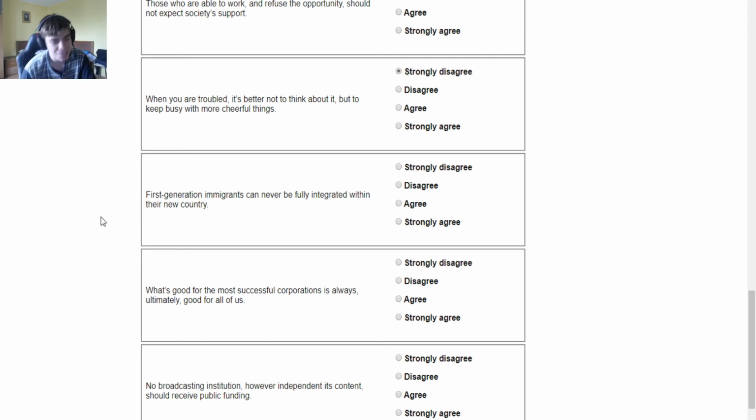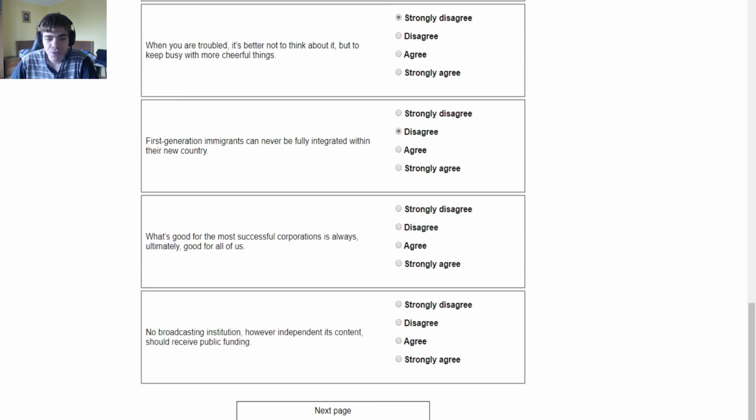That's a spicy one. It doesn't say anything about second generation or third generation. Obviously, they can be integrated, but for the first generation it is a little bit more difficult. But I still think they can by the end of their life, I would say. So maybe just a slight disagree. What's good for the most successful corporation is always ultimately good for us. No, no broadcasting institution, however independent its content, should receive public funding.